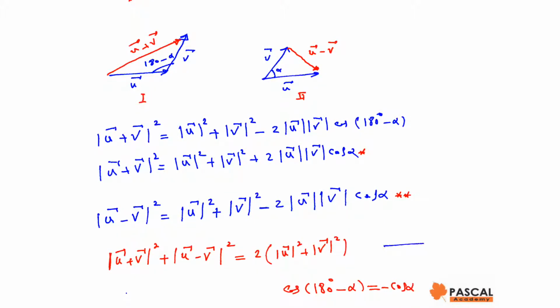If we consider u and v, in this diagram u plus v is one diagonal and u minus v is another diagonal in the parallelogram. This means the sum of the squares of the lengths of the diagonals is the same as the sum of the squares of the lengths of the sides of the parallelogram.